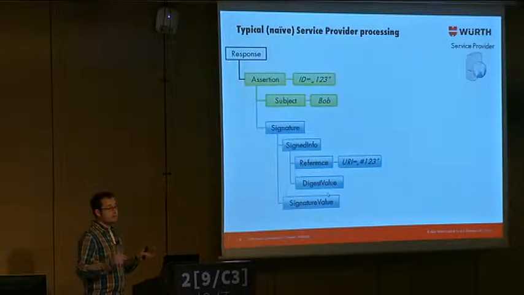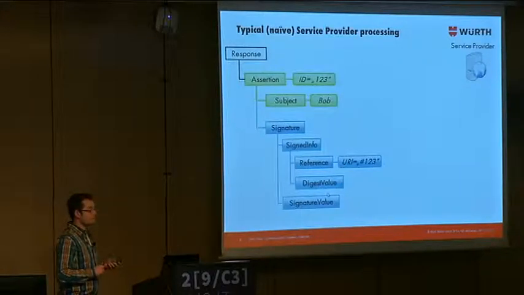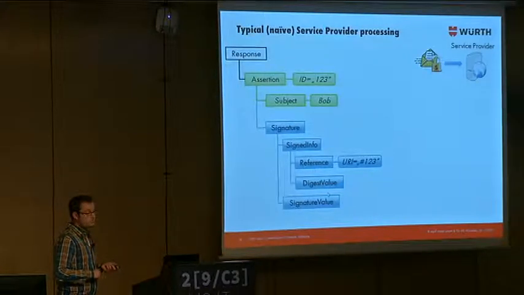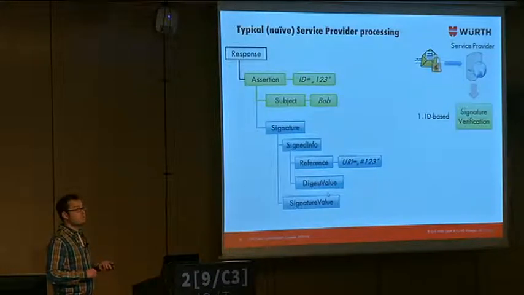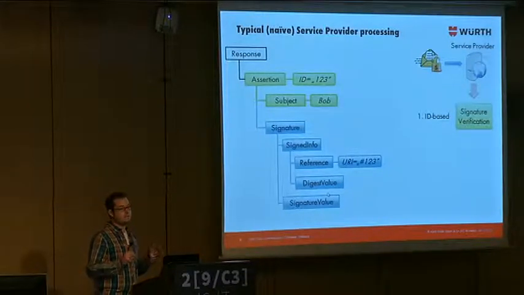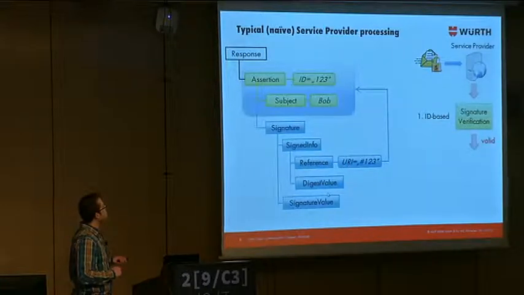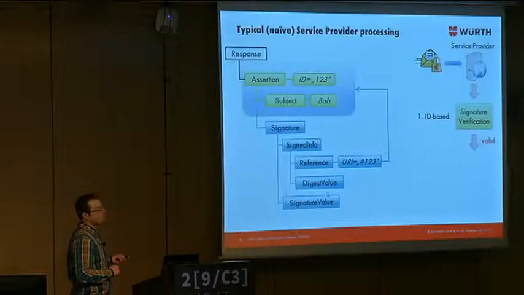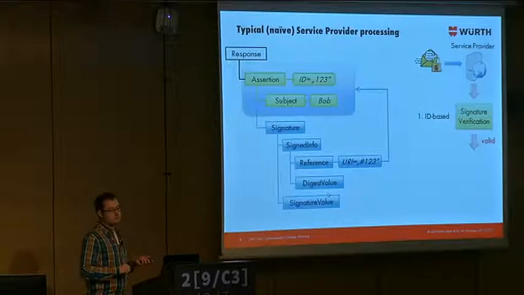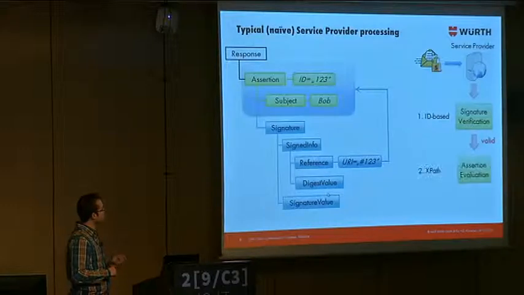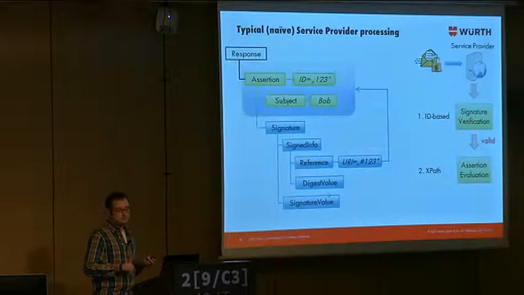Okay. So I will now explain how a service provider typically processes such a SAML response message. First, the assertion is sent to the service provider, and in the first part the signature is verified. This verification is ID-based, which means the service provider looks at the URI attribute and searches for this element in the XML tree and then knows which content is secured by the signature. Then the signature is verified and a Boolean value is returned. In this case, the signature is valid, so the next step can proceed. The next step is the assertion evaluation, which is XPath-based addressing.